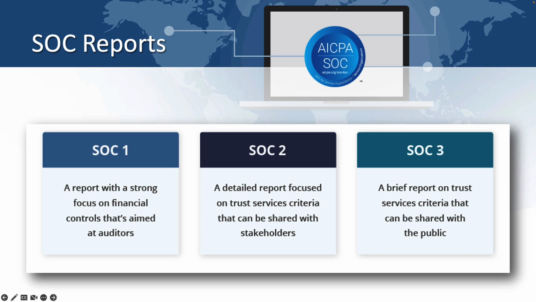So who uses it? We have three types of SOC reports: 1, 2, 3. SOC 1 is a report with a strong focus on financial controls. SOC 2 is a report with a focus on trust service criteria. We will talk about that in details. However, you can consider that these criteria are mainly related to security. SOC 3 report is a brief report on trust service criteria or security mainly that can be shared with the public. So it's like a sanitized kind of report that can be used for marketing purposes.